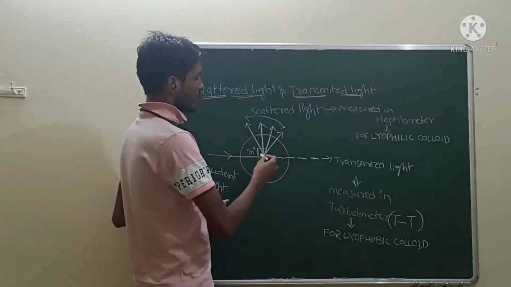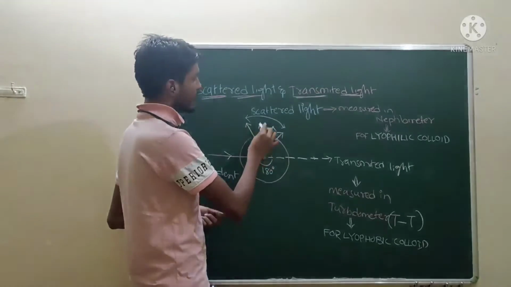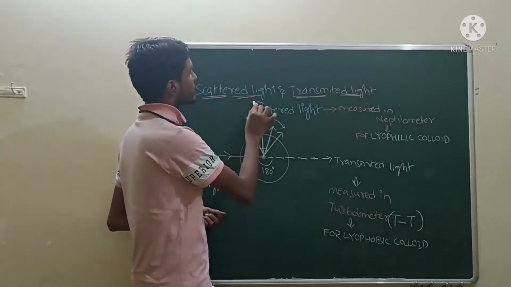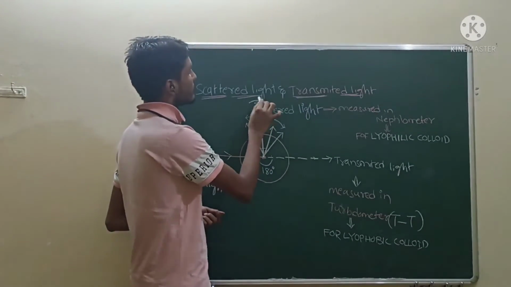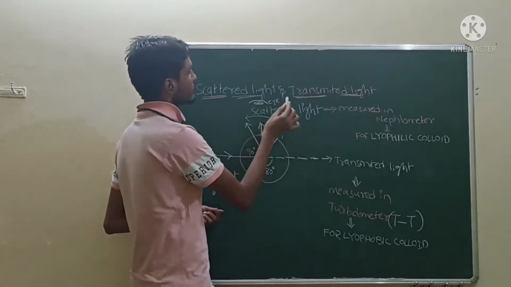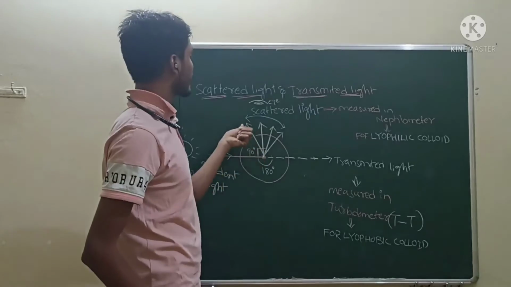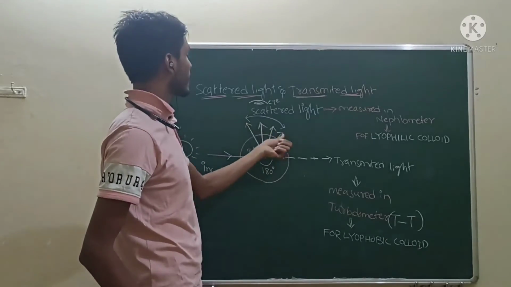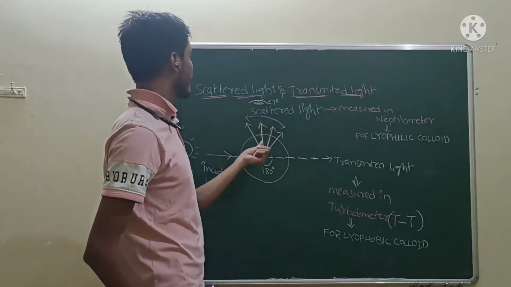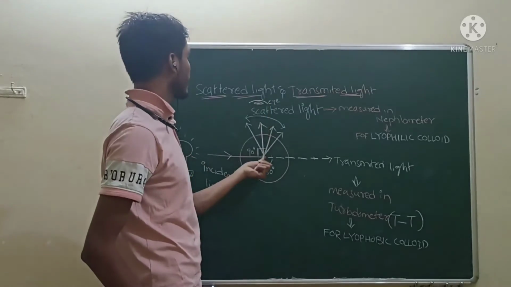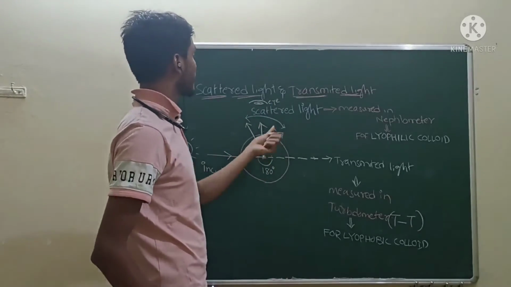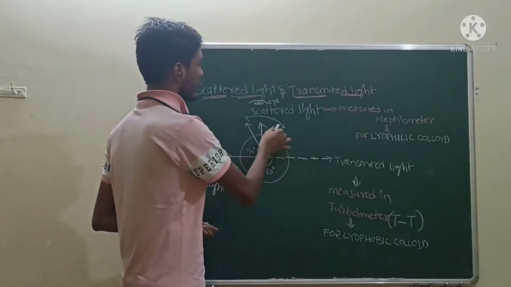But what will happen? See, this is scattered light at 90 degrees. At 90 degrees we can observe the scattered light. So these are the lights scattered like this.